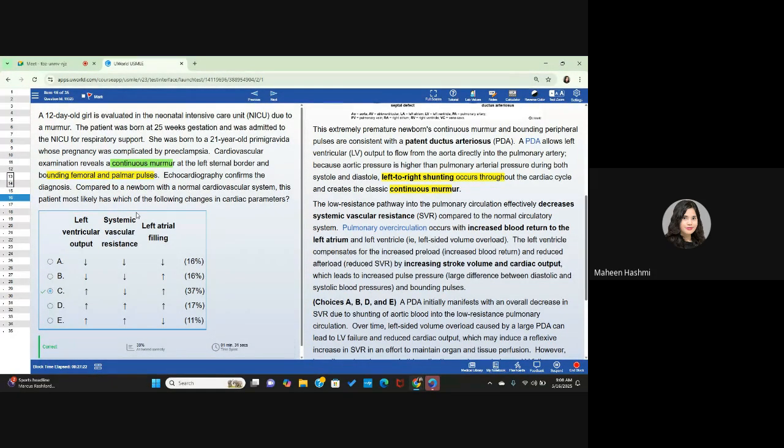Because there is increased blood flow and pressure in the aorta. What do we say? Increased stroke volume and cardiac output. Why? Because of the pulmonary overcirculation that is occurring. Because of this, there is increased blood flow and pressure in the aorta, and because of that these bounding pulses are happening. It is the same mechanism as aortic regurgitation, exactly similar. Thank you.